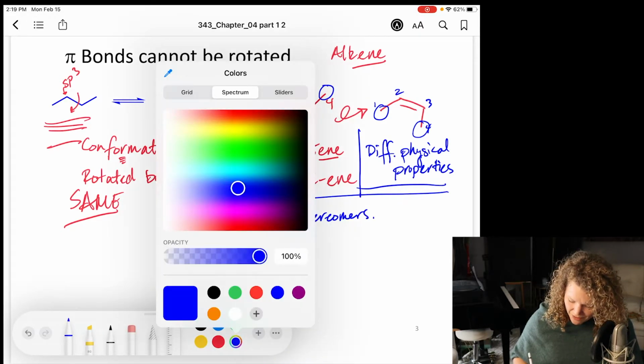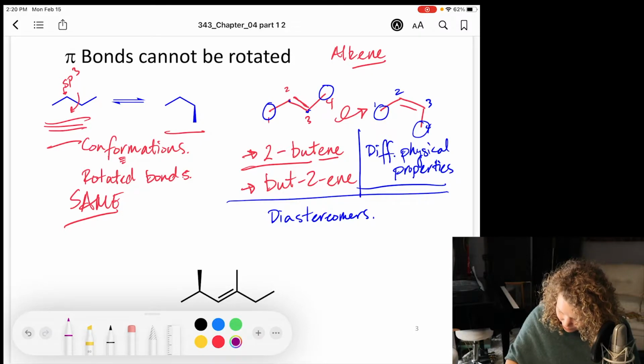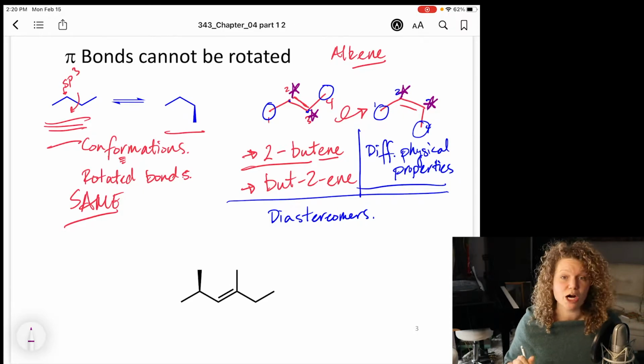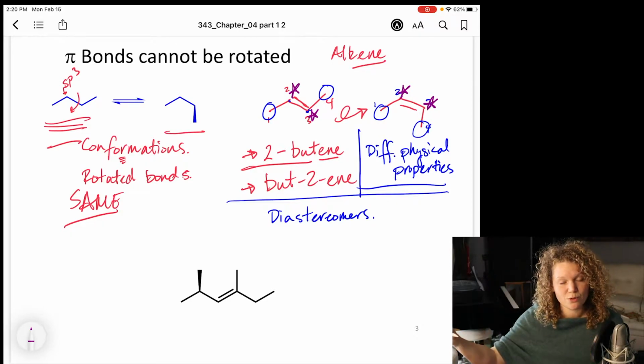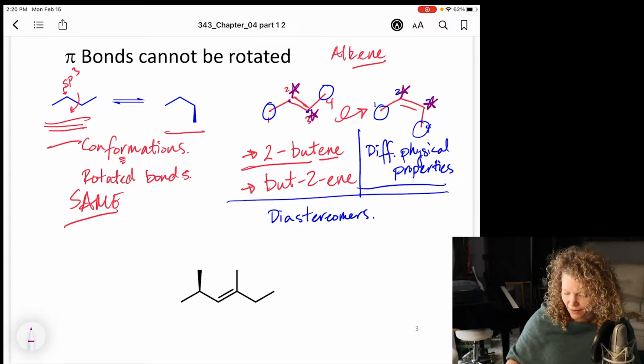In order for a compound to be a diastereomer, it has to have stereogenic centers. Okay, now I'm using big terms. I'm going to star the 2 carbons that are stereogenic centers. And you're going to see that on the purple stars here, these 2 carbons have methyl groups that are in different orientations in space. The methyl groups are further apart on the compound on the left, and they're closer together on the compound on the right.